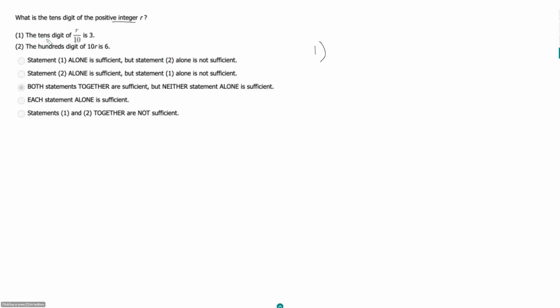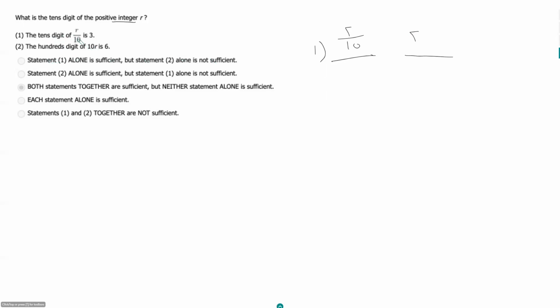Statement 1: the tens digit of r over 10 is 3. So here they are telling us something about r over 10, and from that, we want to figure out what this is telling us about r, because we don't really care about r over 10, ultimately. If we do this in a stepwise fashion, let's figure out some possible values for r over 10, and then find out what are some values of r based on those.